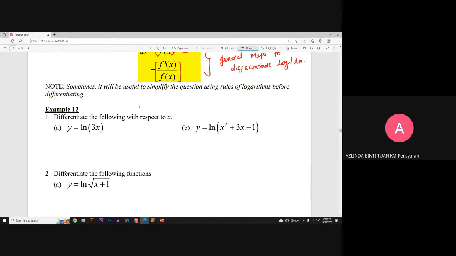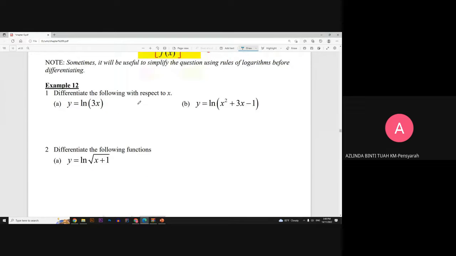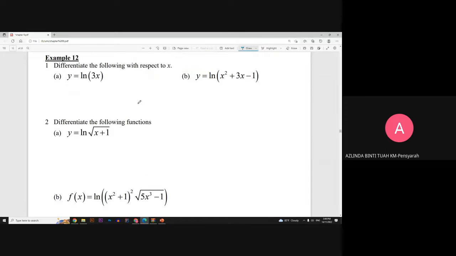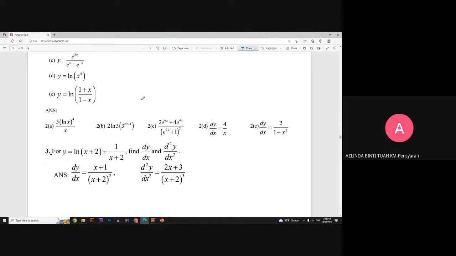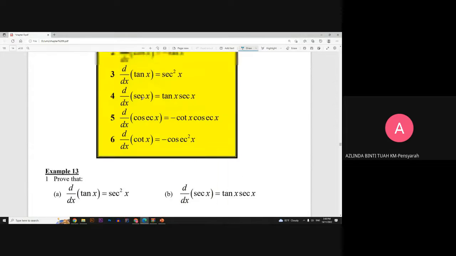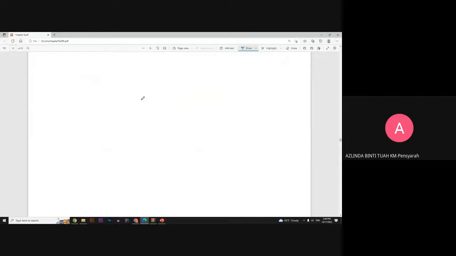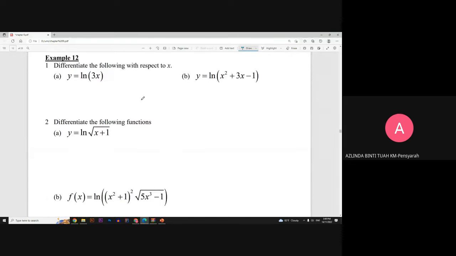Differentiate the following with respect to x. If you don't understand, please do stop and ask me. Sebab kita dah, I'm afraid we are too fast. But I'm going to explain slowly. Cuma kita dah advance dari kelas-kelas lain. So if you think I am too fast, please stop me and ask me. Okay? Okay, differentiate the following with respect to x. Dia punya instruction. Differentiate respect to x. Okay.